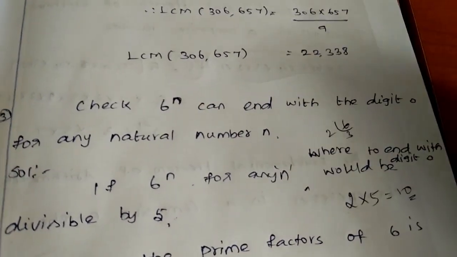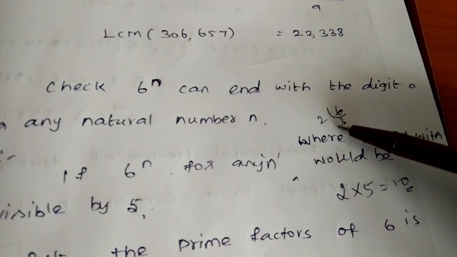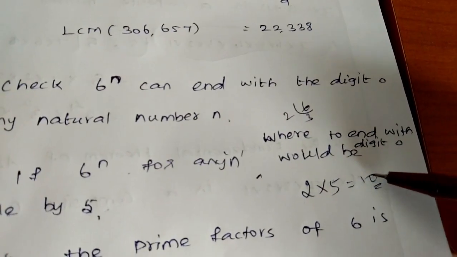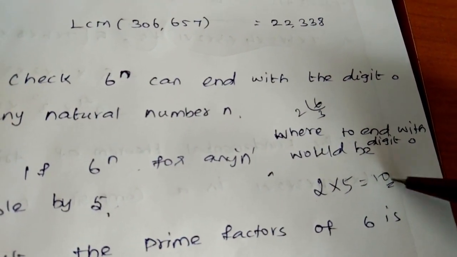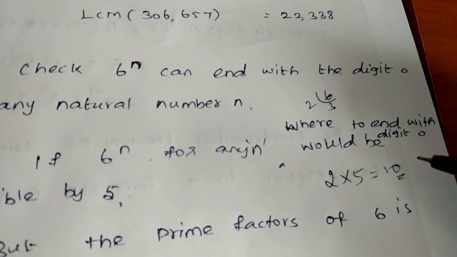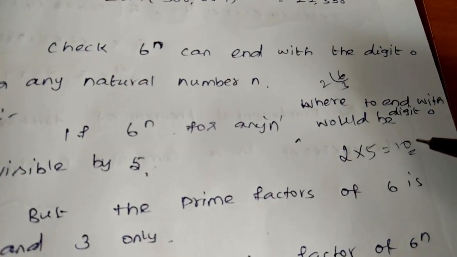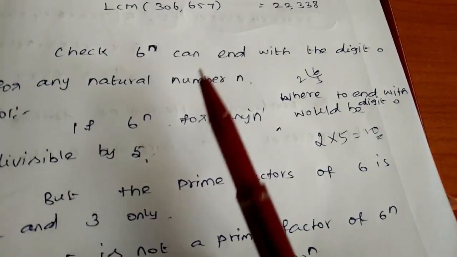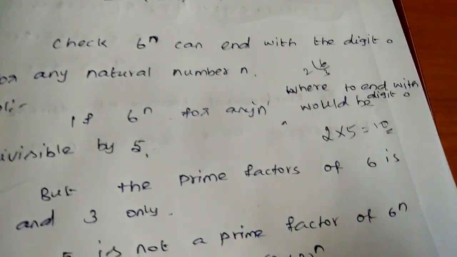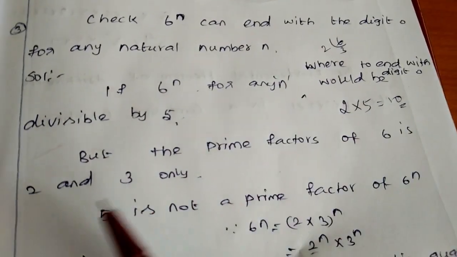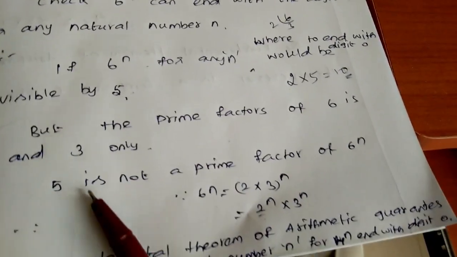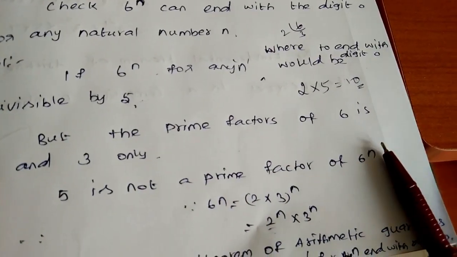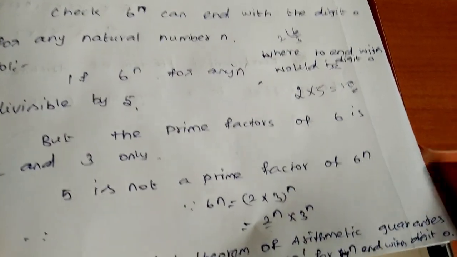The prime factors of 6 are 2 and 3. Only 2 into 5 gives 10, which ends with 0. So 5 is not a prime factor of 6. Consider 6 power n; the prime factors of 6 are 2 and 3 only. 5 is not a prime factor of 6 power n. Only 2 and 3 are prime factors.